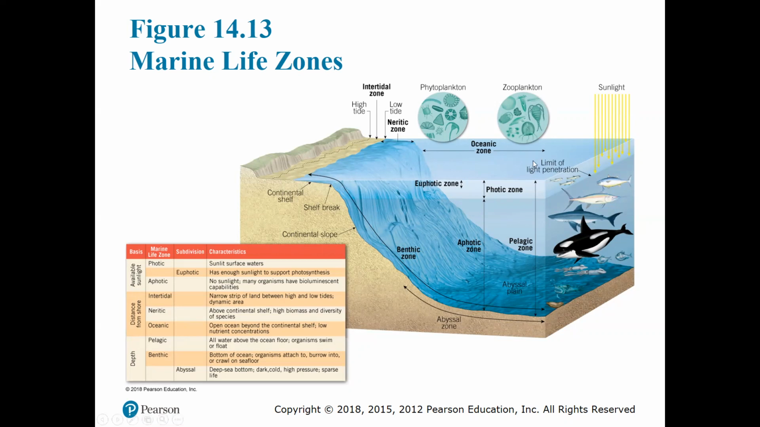Now, the third way we consider this is with the depth. So the pelagic zone is this kind of top area, really the open ocean. This is where you have the animals that are going to be floating or freely swimming around. The phytoplankton, zooplankton, nekton are all going to be here. And then we have the benthic zone, which is on the bottom, regardless of where you are. It's just anywhere on the bottom.